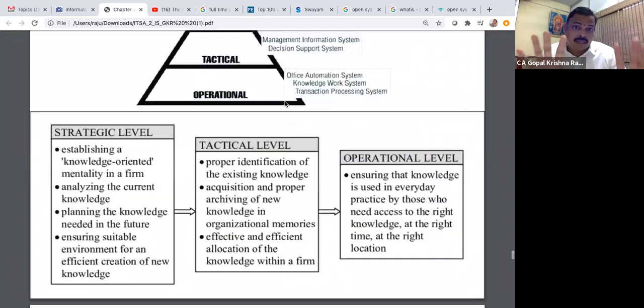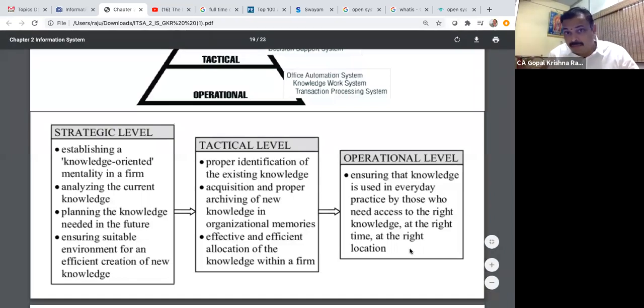And this one slide will actually give you the saaram, the essence, of the entire three levels of management. Please look at the strategic level. They establish a knowledge-oriented mentality. They want to actually understand about the company. Now, tactical level, you want to identify the existing knowledge and transmit that or inform the top management. The effective and efficient allocation of the knowledge within a firm. They want to know whether it is inefficient, or they are doing well, they are improving. Knowing that, they will give it to top management. Now, top management has to take some corrective actions. That is your tactical level. They are the providers of information to strategic level. Similarly, operational levels are providers of information to tactical.